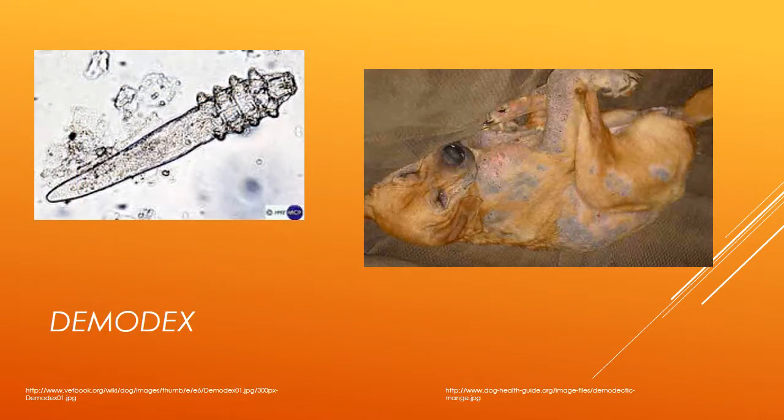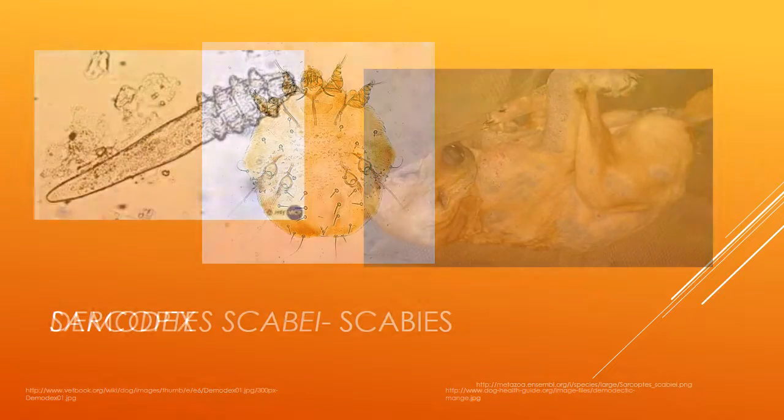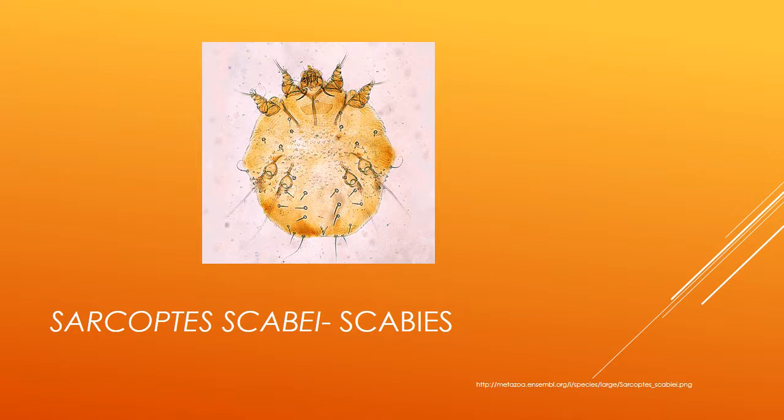Next is Demodex. We all know Demodex because of Wyatt, but to review, it lives deep in the skin, therefore you need to do a deep skin scrape, place it on a slide with mineral oil, and look under the microscope to identify. Last is Sarcoptes scabiei.